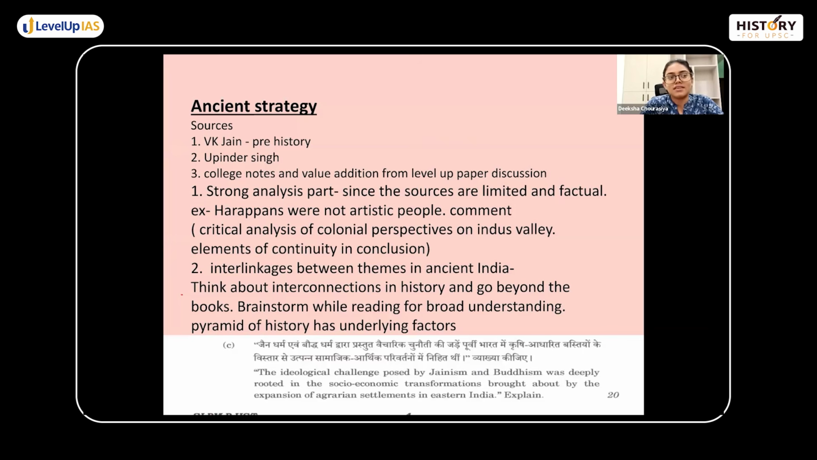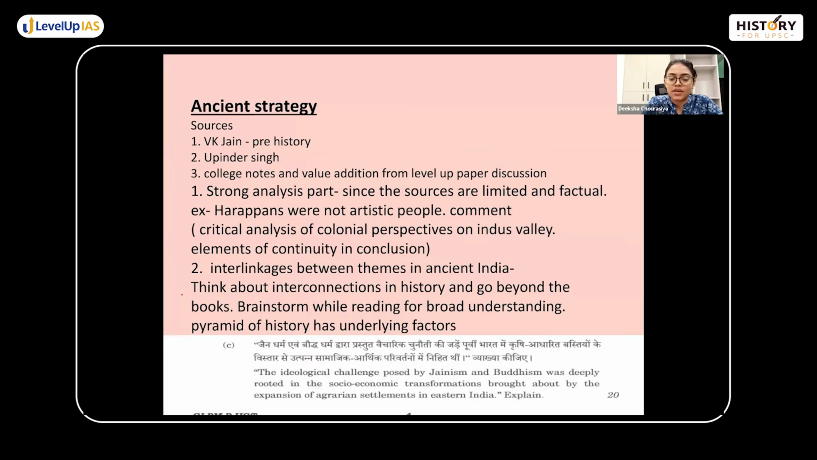थोड़ा सा non-conventional approach रहना चाहिए for ancient India. Don't be very factual and just rattle off the facts. For example, I had taken one example of this year only, that the question came that Harappans were not artistic people, comment. It gave a lot of scope to go beyond the question as well. It had hidden historiography as well. And I think it is more important to understand what is the hidden demand of the question.